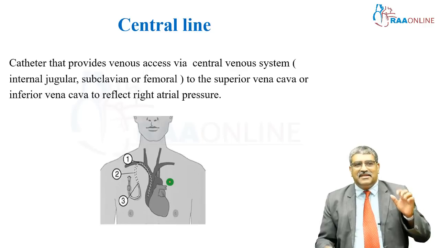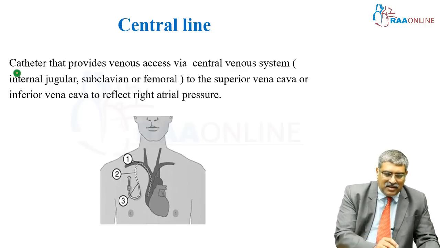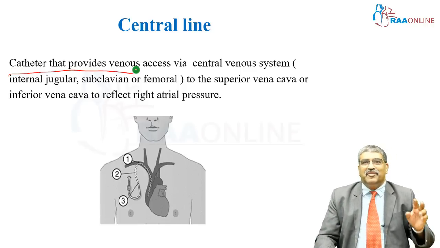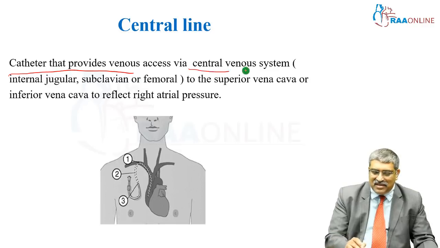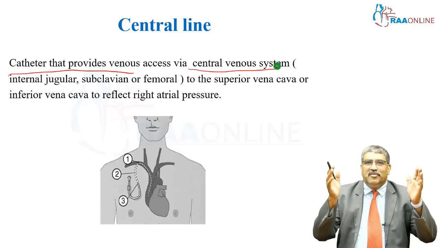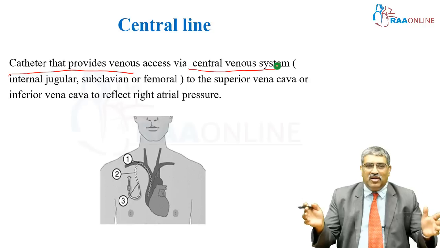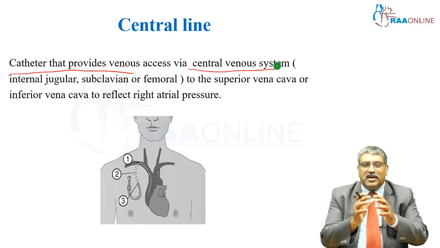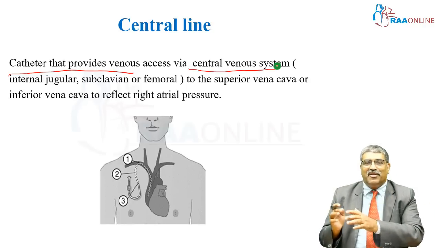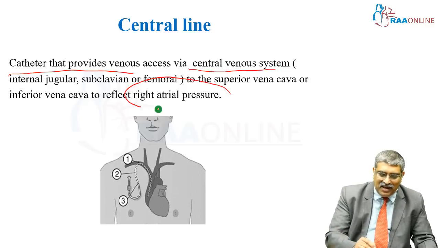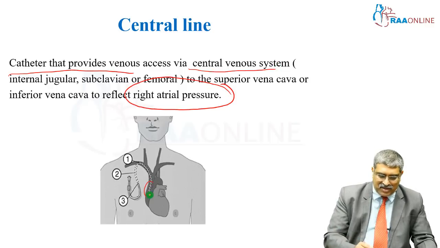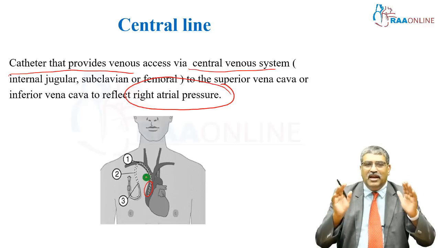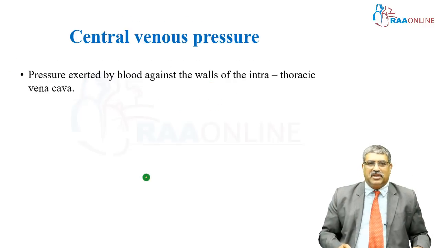What is a central line? It is a catheter that provides venous access via the central venous system. That means femoral, internal jugular or subclavian vein to access the superior vena cava or inferior vena cava to reflect the right atrial pressure. The bottom line is you put a catheter to reflect the right atrial pressure.